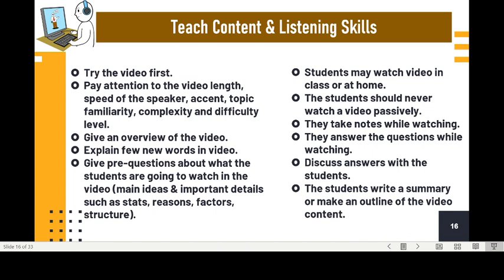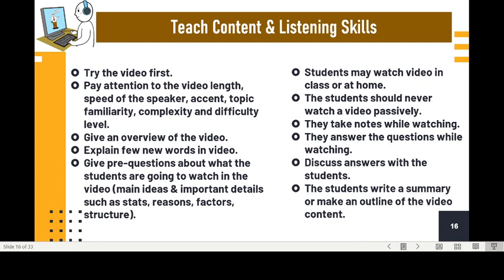You can explain a couple of difficult words from the video. Give some questions that the students should answer after they watch the video. The questions should ask about just the main idea, not the tiny details, the main ideas, the important details. For example, the reasons for this, factors, the structure, statistics, if there are statistics. The students can watch the video in class if there is time, or at home if there is no time.